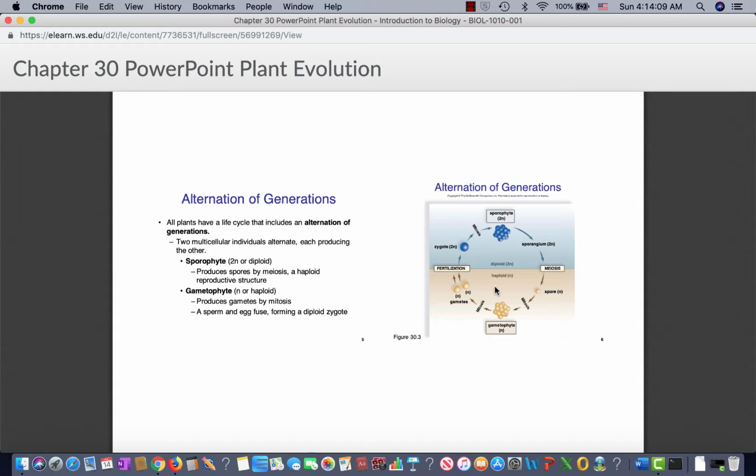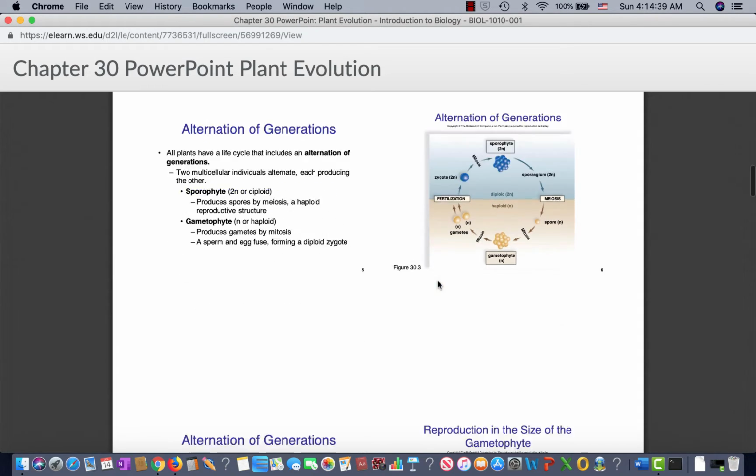We've already talked about the alternation of generations in the previous chapter, but quick summary here. Basically, you have your 2N or diploid sporophyte, which produces haploid spores by meiosis. And then the gametophyte, which is your N or haploid, produces gametes by mitosis. Then a sperm and an egg fuse, forming a diploid zygote. The figure on the right is probably the best summary for that.